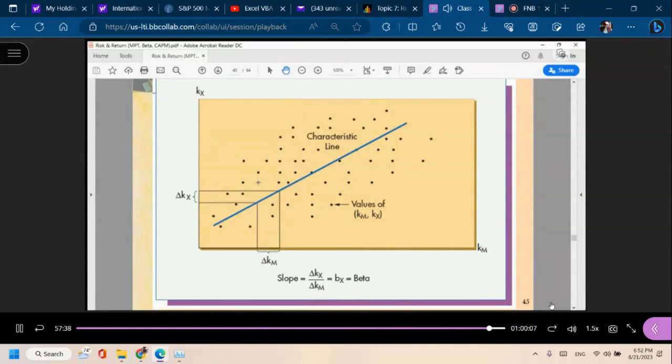In other words, what does this dot mean? That means when the market return is at this level, what is stock X's return? Stock X's return is at this level. That's what it means, right? All of these dots are coordinates between the market's return and the individual stock's return, okay?